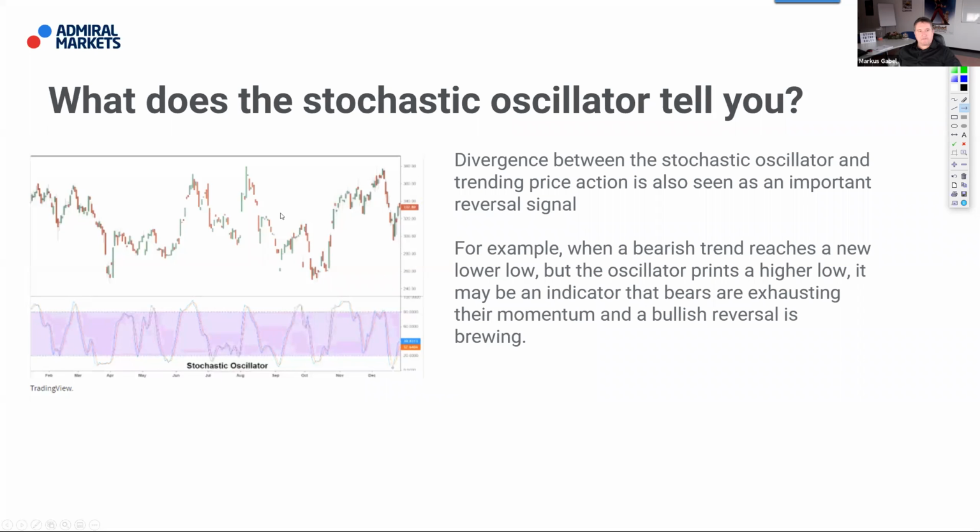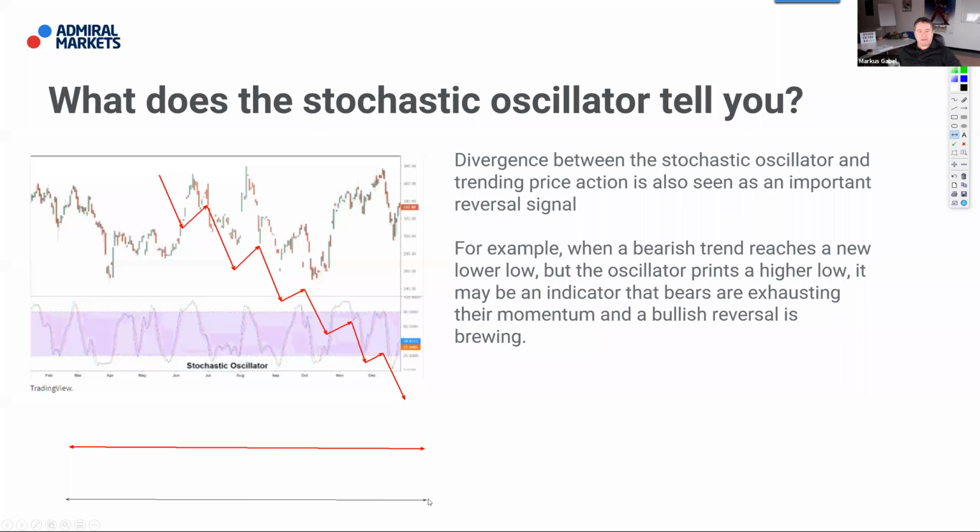So we have a trend. Maybe this is a bearish trend. It goes down and down and down. And you see, the lower the price is going, the more exhausted the price is. And on the lower side, you have your oscillator. Up is 80 and down is 20.